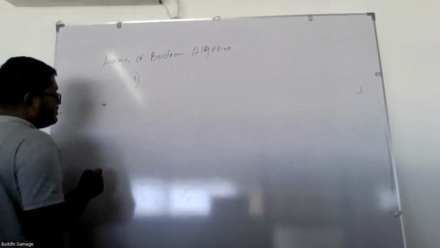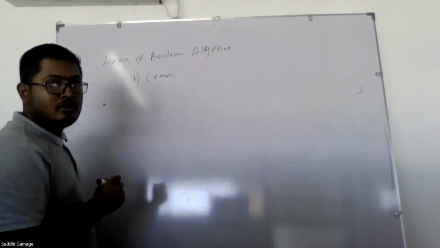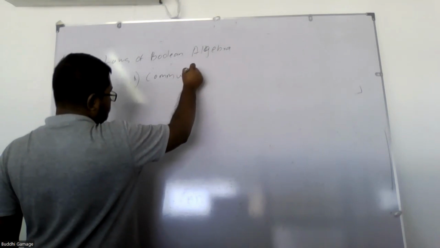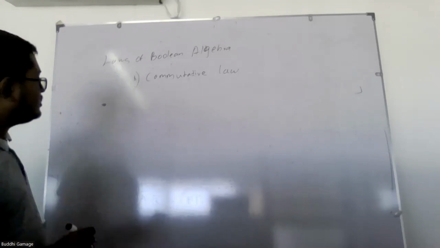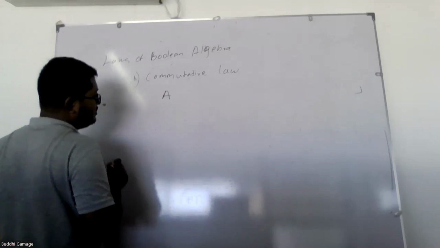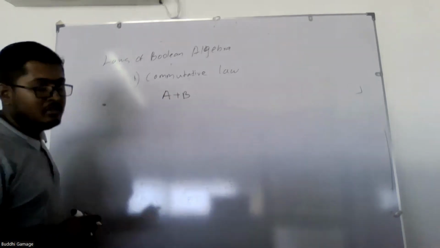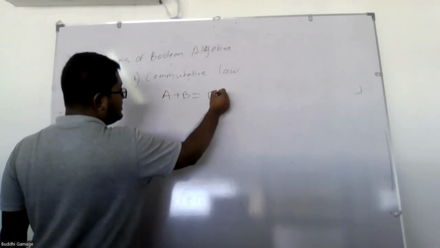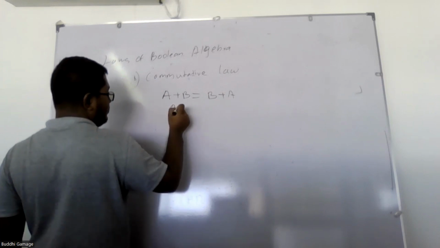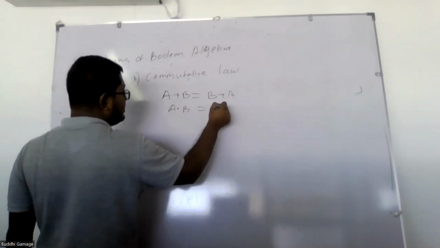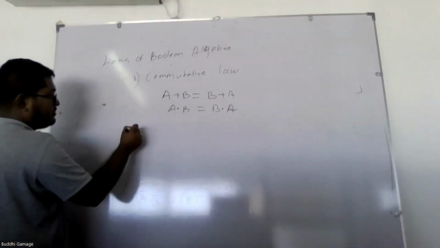The first one is commutative. You have already done this one. That means we take 2 Boolean variables, and we say A plus B will be equal to B plus A. The same for the dot operator, A and B equals B and A. So this is the commutative law.